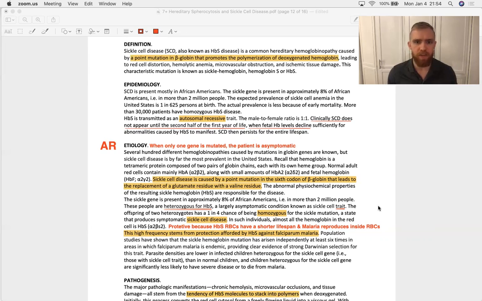It's an autosomal recessive trait, and it does not appear until 6 months into a person's life. Why not? Because before 6 months, you're making fetal hemoglobin, which does not incorporate the beta globin protein. So if you've got a mutation in your beta globin causing it to polymerize, you just don't have a lot of beta globin until that 6 months point of time. And following that shift from fetal hemoglobin to adult hemoglobin A, that's when sickle cell starts presenting.